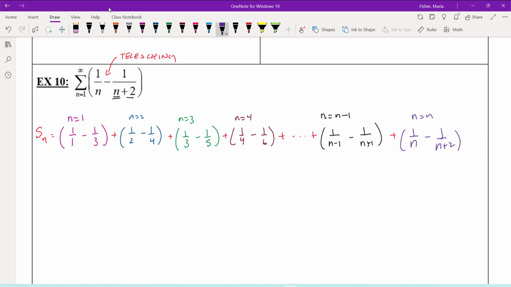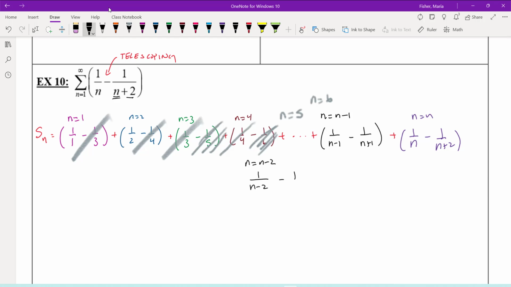Now, what cancels? Negative 1/3 and positive 1/3. Negative 1/4 and positive 1/4. If I would have written the n equal 5th term, I know that this guy would cancel. The n equals 6th term, this guy would cancel. So these end up canceling if I would have written the other terms. What about on the other side? Well, I don't really see anything that cancels right now, but think if you would have written the n equals n minus 2nd term, well, that would have been a 1 over n minus 2 minus a 1 over n.